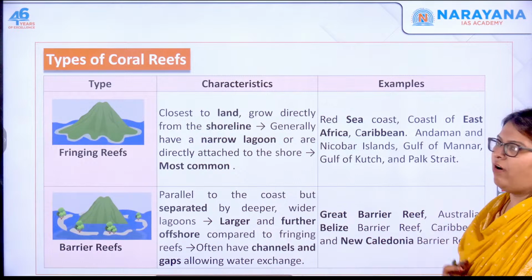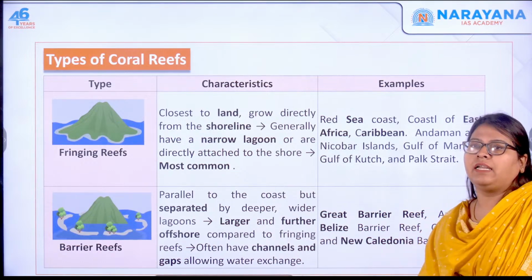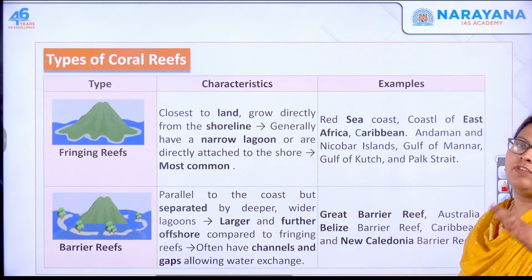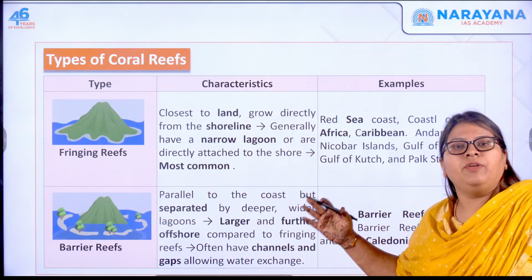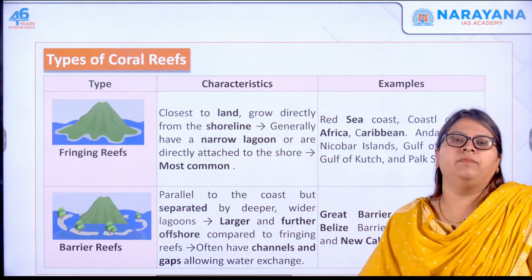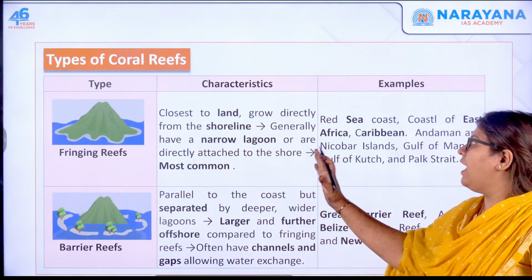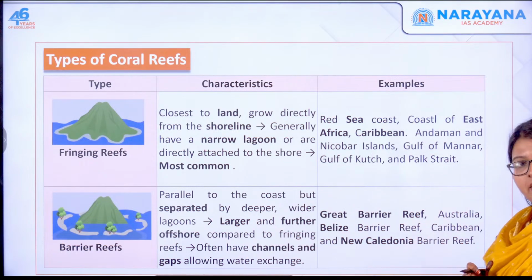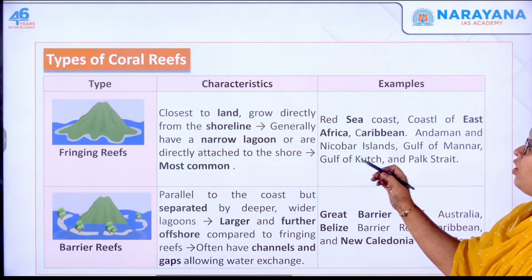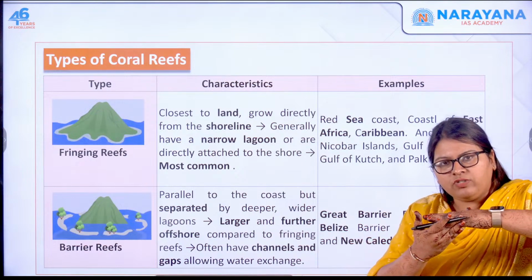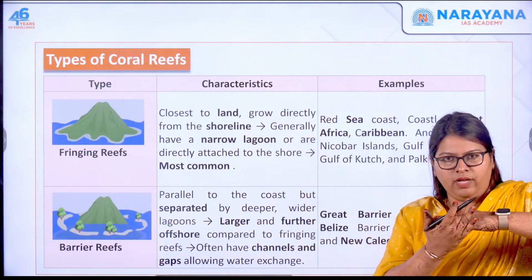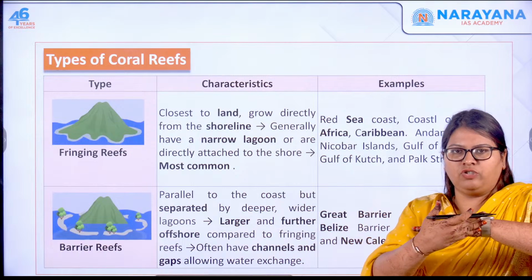Let us move forward and see what are the different types of coral reefs. There are 3 different types of coral reefs. One is your fringing reef, next will be your barrier reef, and the final one will be your atolls. Let us see the characteristics as well as examples. Very, very important again. So what do you mean by fringing reefs? These reefs are very, very close to the land.